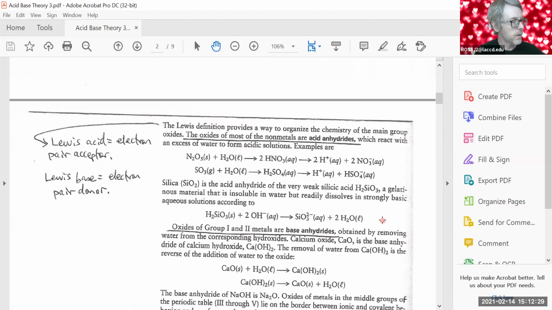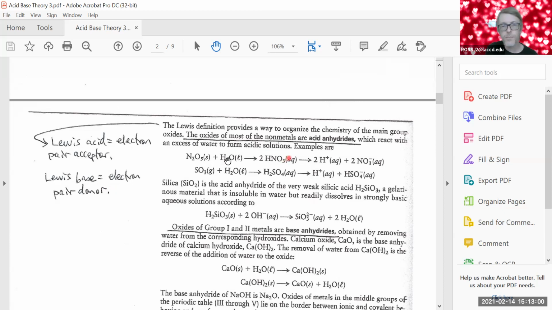Okay, so moving on with this video. So this was a nice insert I found, and rather than just write everything, I'd rather just post it and draw my students' attention to it. So just to remind us about the Lewis acid and base definitions, recall from a previous video, a Lewis acid is an electron pair acceptor. A Lewis base is an electron pair donor.